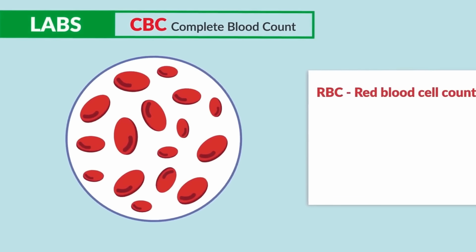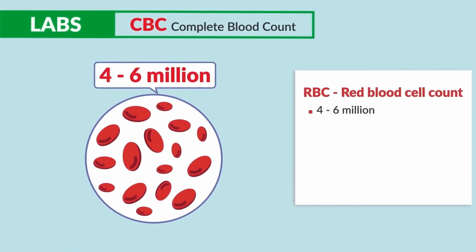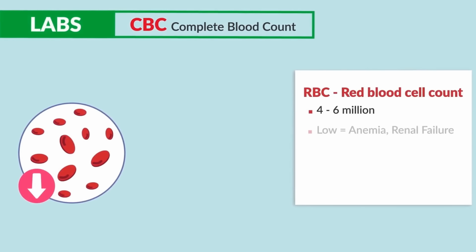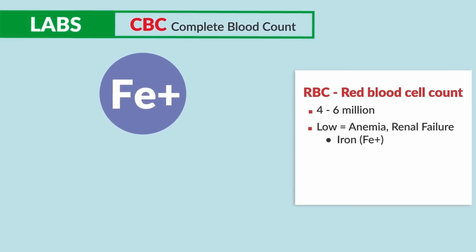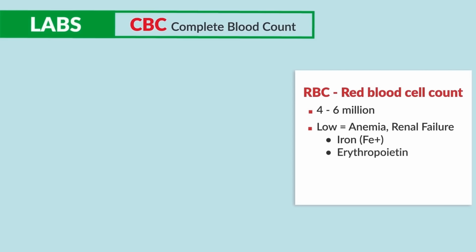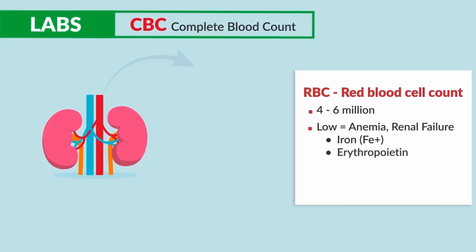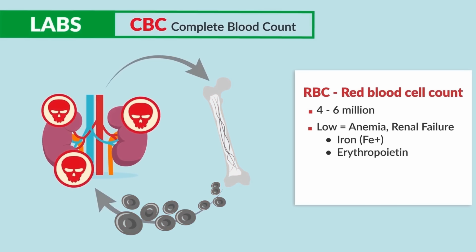Now, in terms of red blood cells, our RBCs, it should be between 4 to 6 million. So below this, in our low RBCs, this is typically from anemia and renal failure. So we give our clients iron in vitamins or foods like spinach or green leafy veggies. These serve as materials to build the blood. We can also give erythropoietin, which is a hormone released by the kidneys to produce those RBCs. So when the kidneys fail, the erythropoietin fails too.